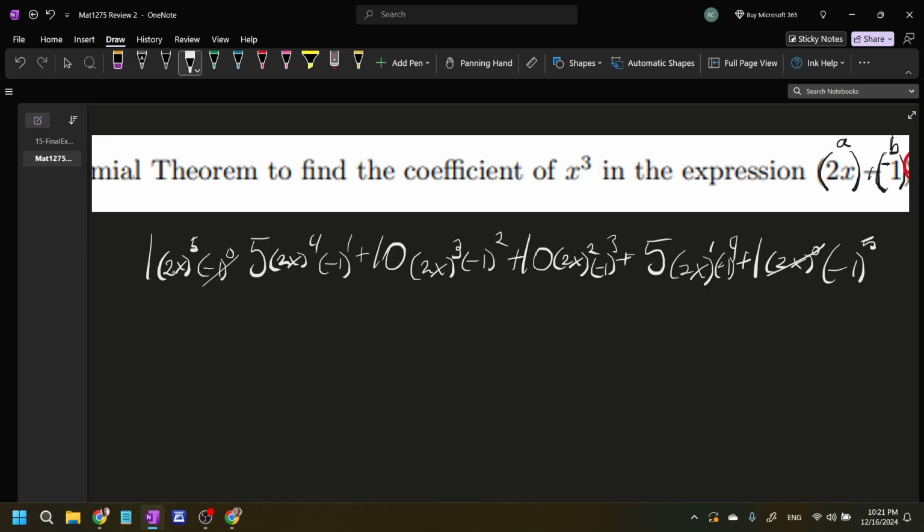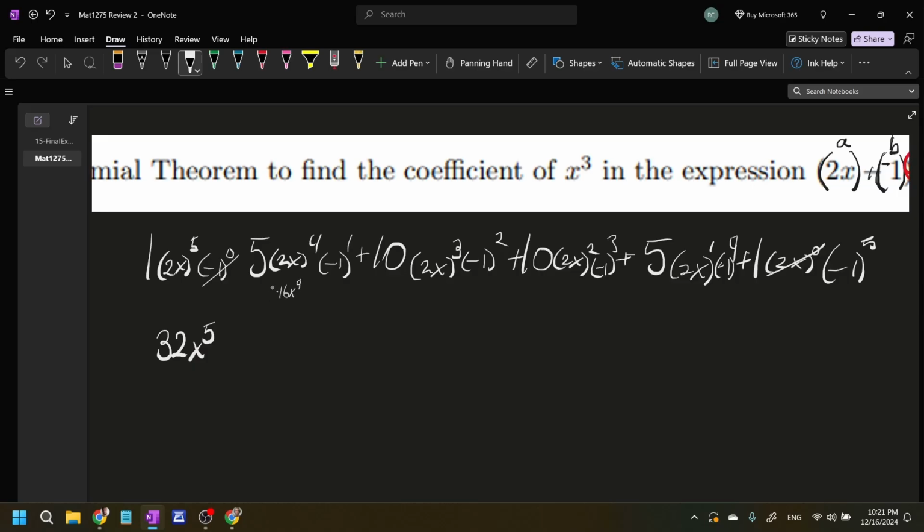2x to the 5th, well, that's 2 to the 5th, which is 32, and x to the 5th. So our first term is 32x to the 5th because I raised 2x to the 5th power. And next we've got 2x to the 4th, which is 2 times 2 is 4, times 2 is 8, times 2 is 16. So this gives us 16x to the 4th.